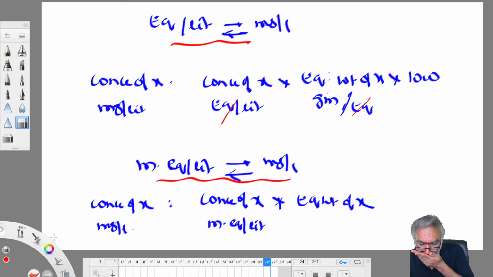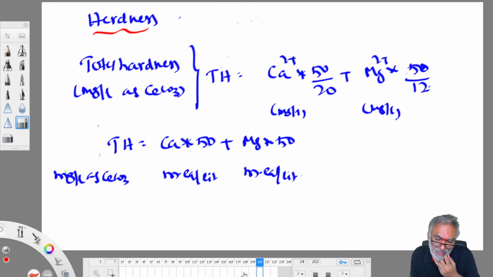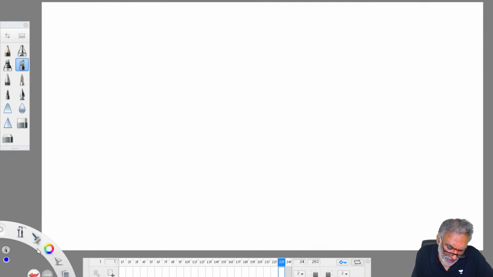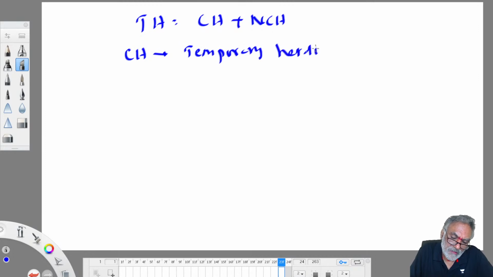Okay? So we can work out these things easily. We can also find out total hardness by working out carbonaceous hardness and non-carbonaceous hardness. Carbonaceous hardness, in our language, we call it temporary hardness. Non-carbonaceous hardness we call it permanent hardness.